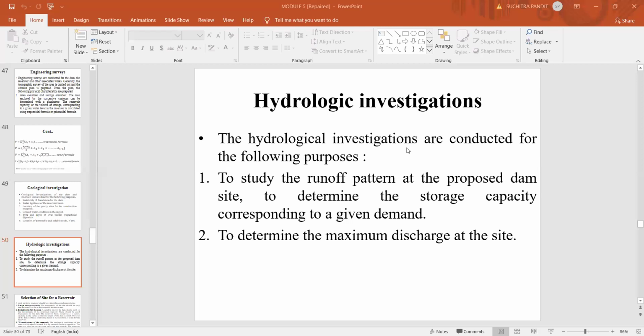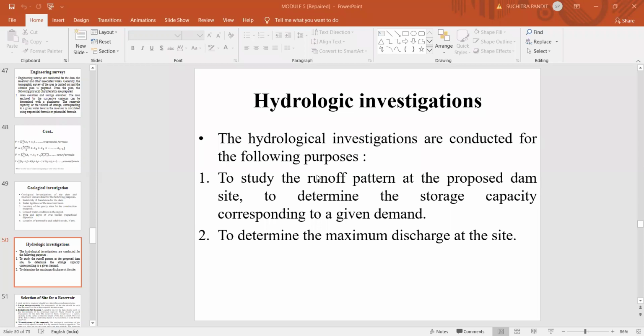The hydrological investigations are conducted for the following purposes: to study the runoff pattern of the proposed dam site, and also to determine the storage capacity corresponding to a given demand. So basically, any reservoir mainly depends on the hydrological output of that particular catchment area, which decides the volume of runoff, and also decides the storage capacity of the reservoir for the various purposes, and also to determine the maximum discharge at the site.